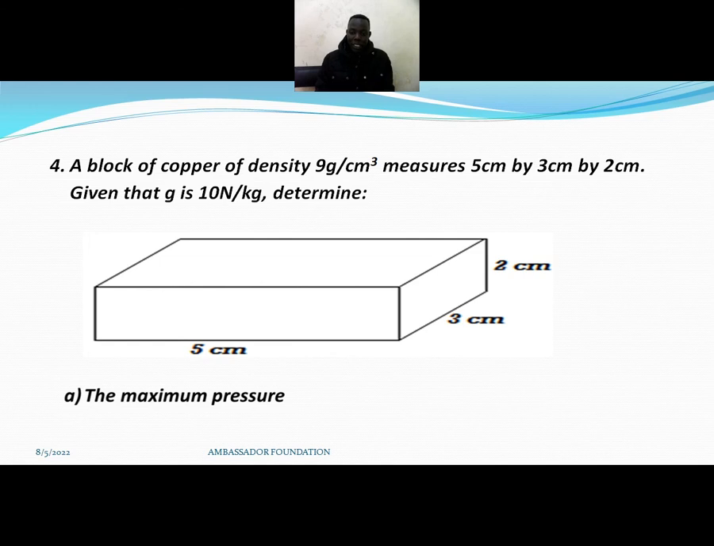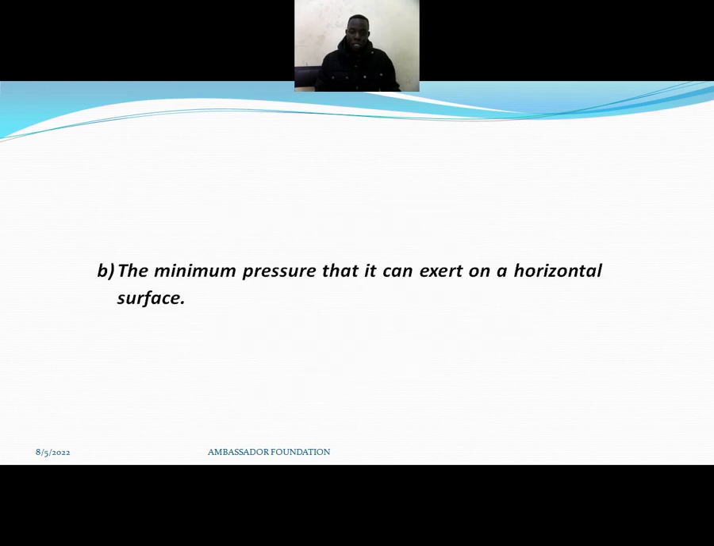The other one is the minimum pressure. We will still use the same weight, which is 2.7, and then divide by the maximum area, which is 5 times 3, which is 15. Convert it to meters squared by dividing by 10,000, which gives 0.0015. You get 1,800 Newton per meter squared. That is how you are supposed to do it.